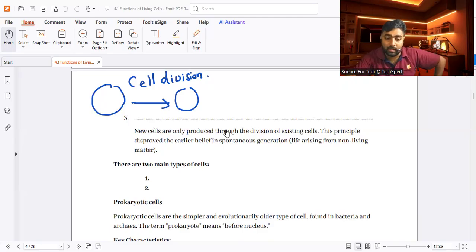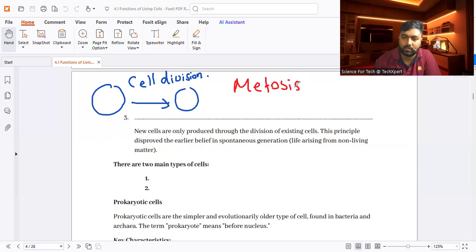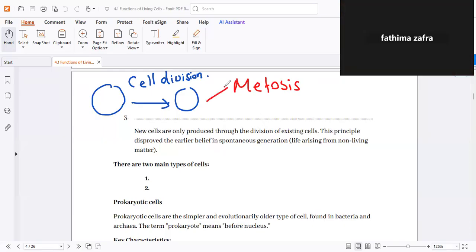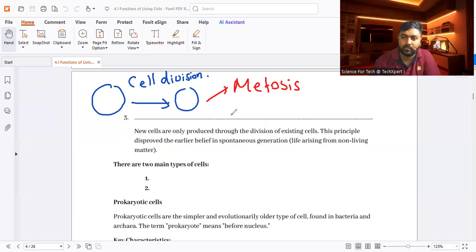But you know there are two kinds of cell division. Can you remember? What are those cell divisions? One is mitosis. What is the other one? Meiosis. Mitosis and meiosis, those are the two kinds of cell divisions.